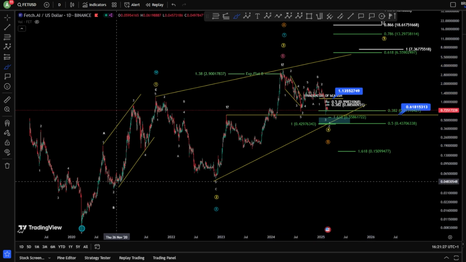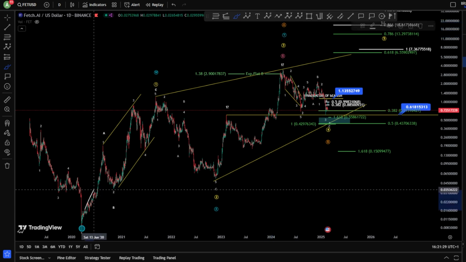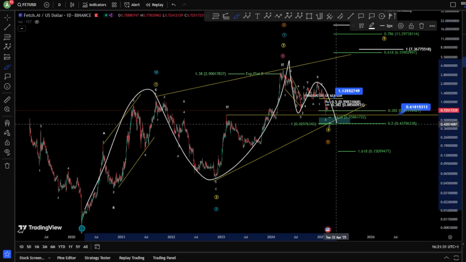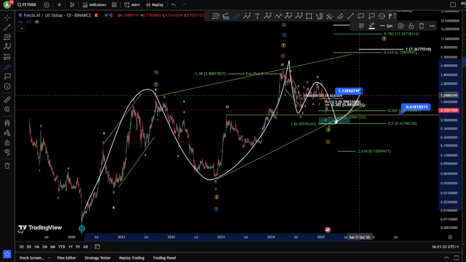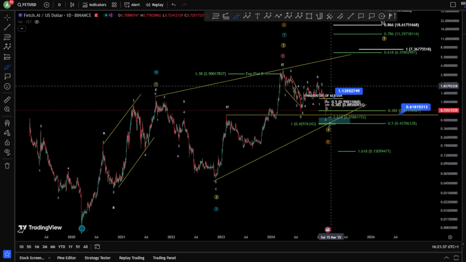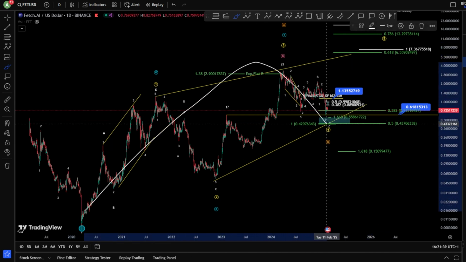As well, if you are in the orange scenario where you have 3 waves up, 3 waves down will be finished anyway, and you will be looking for an impulse towards the upside to finish a wave C after an A, B, and a C.